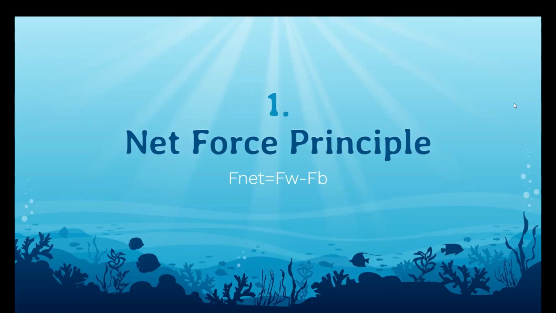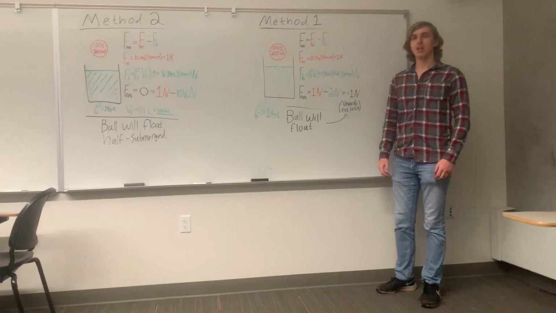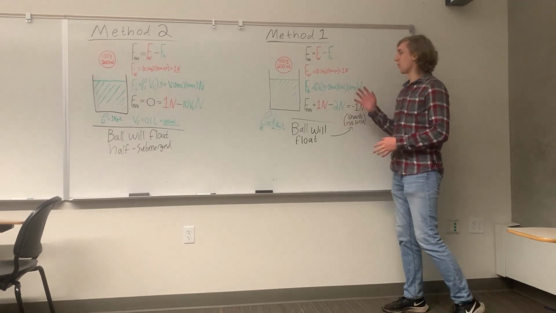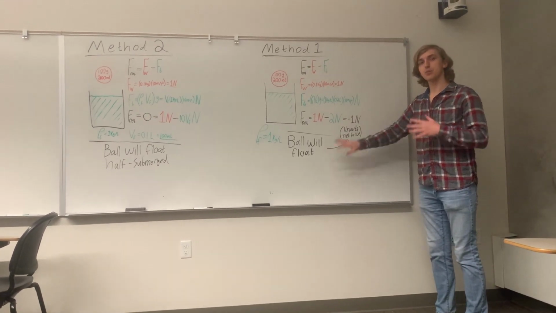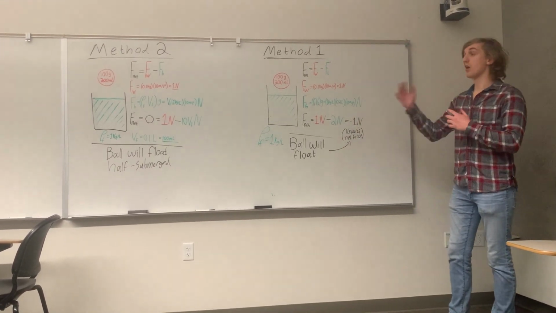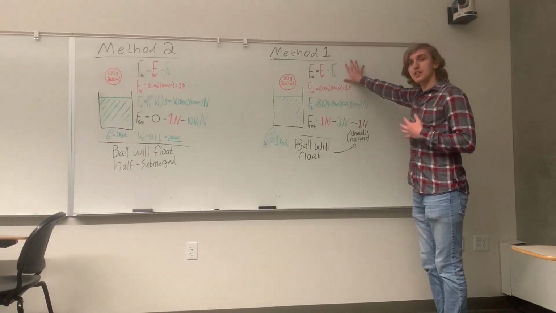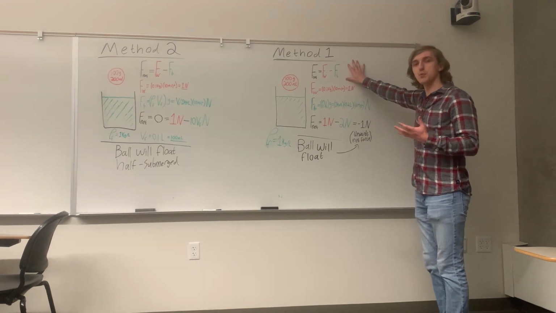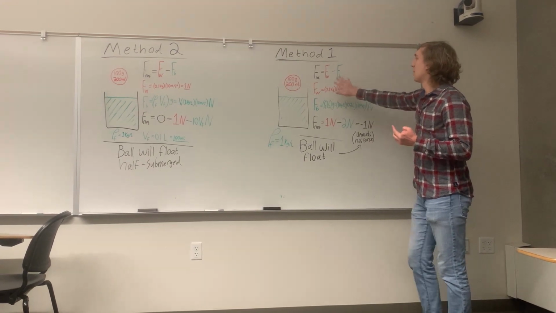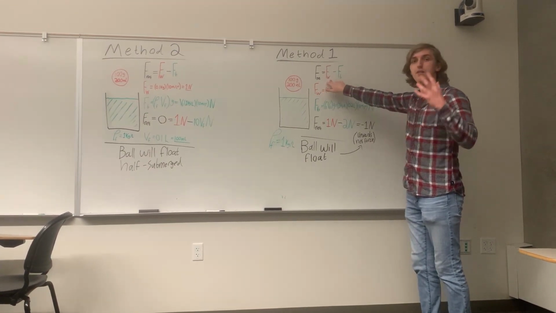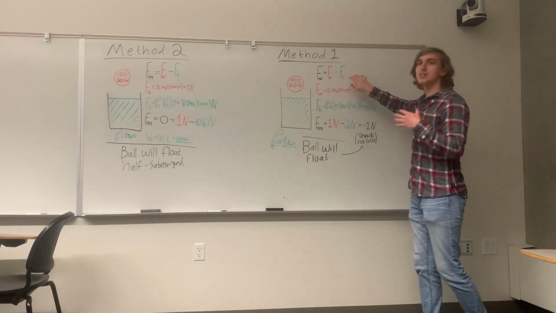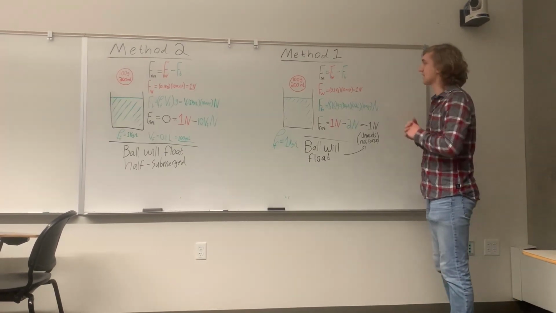All right, now that we learned about Archimedes' principle, it is time to learn about the net force principle. Here we go. We're going to go over 3 methods for how to see if an object will sink or float in a fluid. In all 3 examples, we'll be using water. First, we're going to use the net force principle we just talked about: F net equals the force of the weight of the object minus the force of buoyancy pushing up against it.